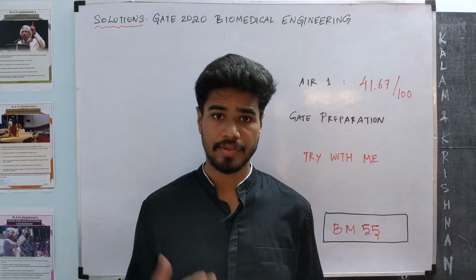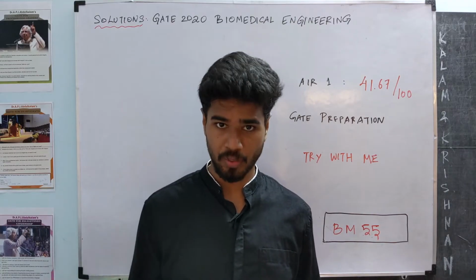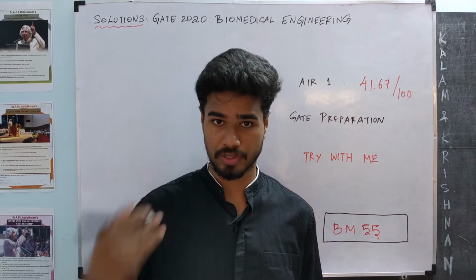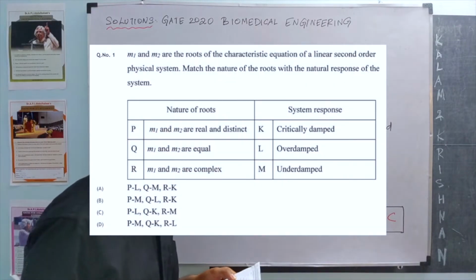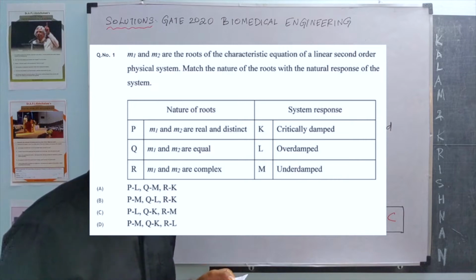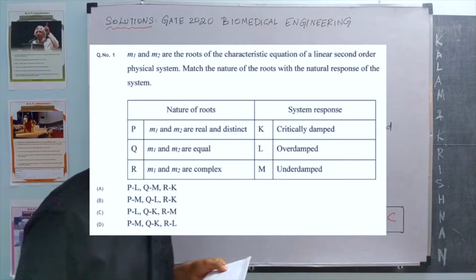With that, I suggest you pause the video as I read out the question, try it out, and then proceed to look at the solutions. Question number 1 from the biomedical section. M1 and M2 are the roots of the characteristic equation of a linear second order physical system. Match the nature of the roots with the natural response of the system.